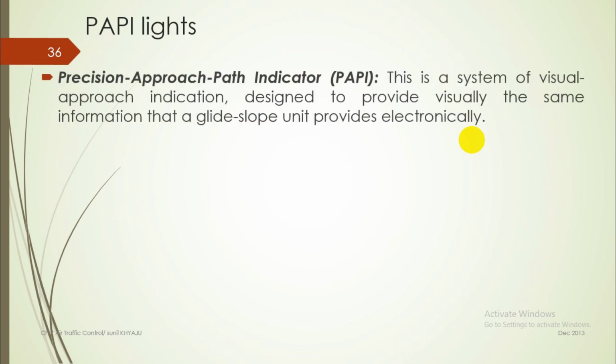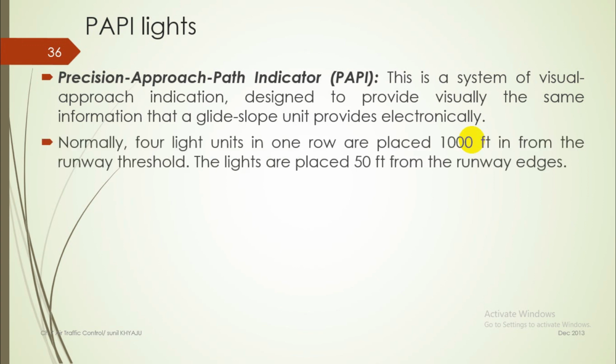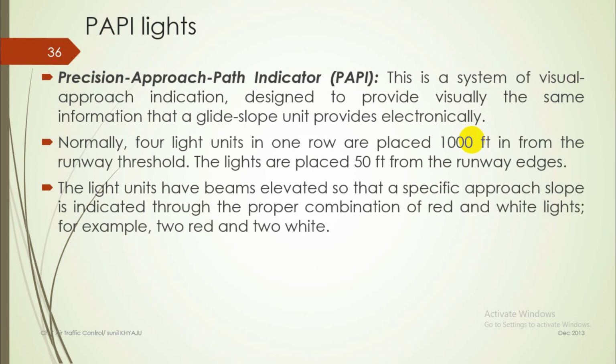and PAPI lights. PAPI lights, precision approach path indicators, is a system of visual approach indication designed to provide visually the same information that a guide slope unit provides electronically. Normally, 4 light units in one row are placed 1000 feet in from the runway threshold. The lights are placed 50 feet from the runway edge. The light units have beams elevated so that a specific approach slope is indicated through the proper combination of red and white lights. For example, 2 red and 2 white.